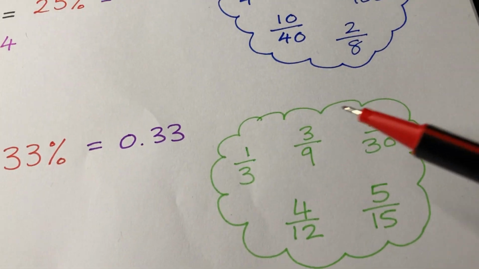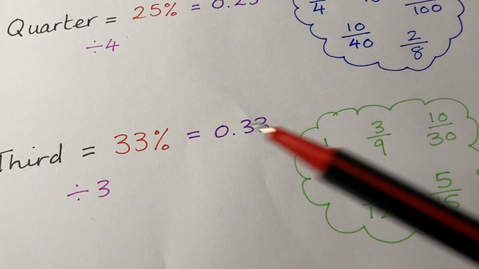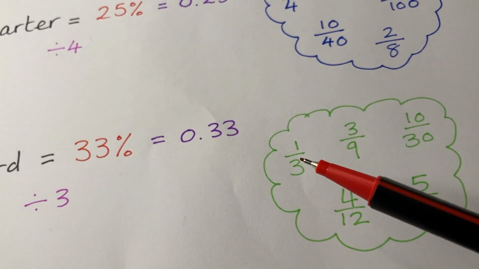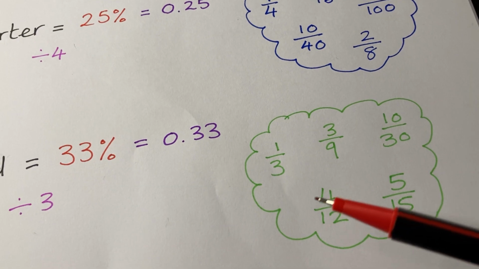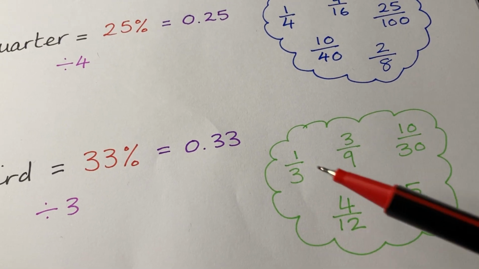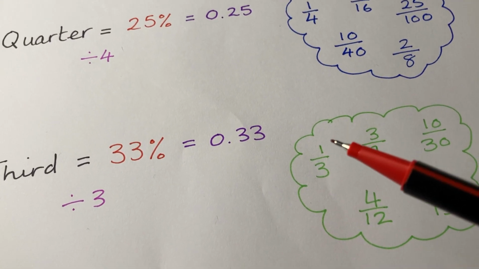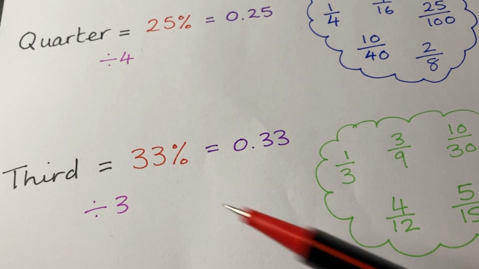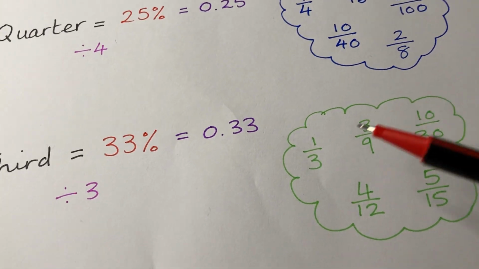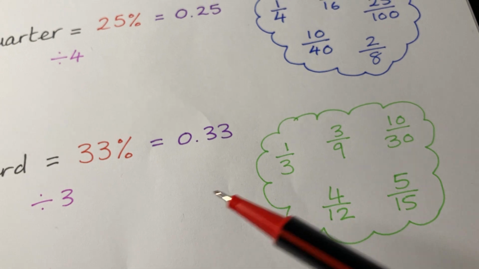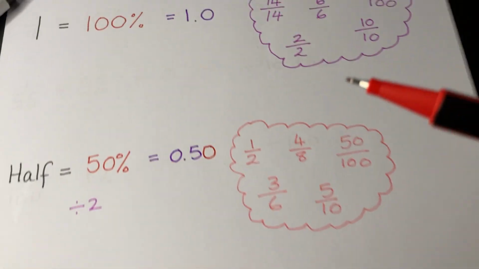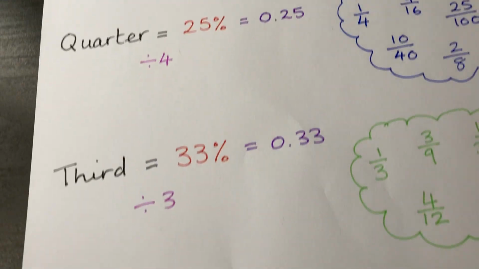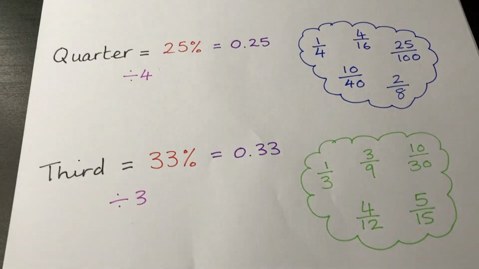Okay, these are some fractions that are the same as 33%. 1/3, 3/9, 10/30, 5/15, 4/12. All of these are equivalent fractions to 1/3, and 1/3 is the same as 33%. There are many more fractions which are equivalent to 1/3, and I can't write all of them down here. I've just given you a few examples in each one. Okay, so you just need to learn these facts and memorize them.